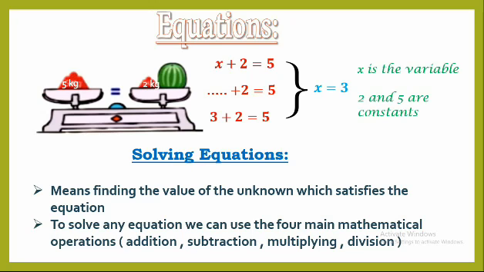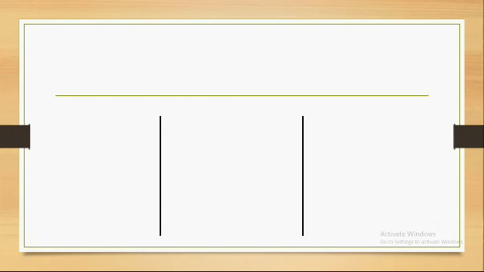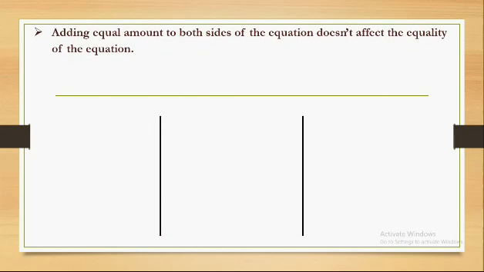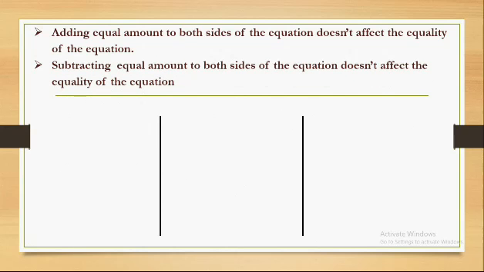To solve any equation, we can use the four main mathematical operations: addition, subtraction, multiplication, and division. Every one, we are going to use in a special way. Not every equation will use addition. Not every equation will use multiplication. It is according to the given equation. We just need to know a very important part. Adding an equal amount to both sides of the equation doesn't affect the equality of the equation. And the same thing is also true about subtraction. Subtracting an equal amount from both sides of the equation doesn't affect the equality of the equation. So I can add to both sides, and I can subtract from both sides.